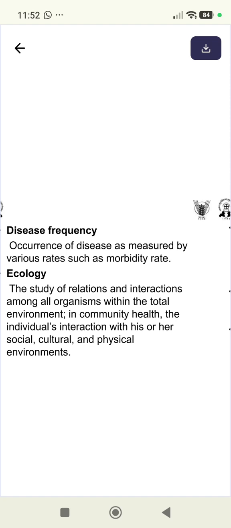Ecology, the study of relations and interactions among the organisms within the total environment. Community culture, the individual interactions with historical, social, cultural, and the physical environment.